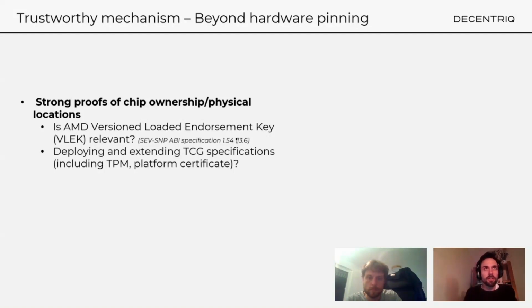The second way I see we could go would be to look at the Trusted Computing Group specification, which has looked quite a lot into the security of the hardware supply chain. So being able to source where the hardware is coming from and going to. I'm thinking especially about the TPM, Trusted Platform Module, and the platform certificate work. So if anybody would like to talk about it, we are there.